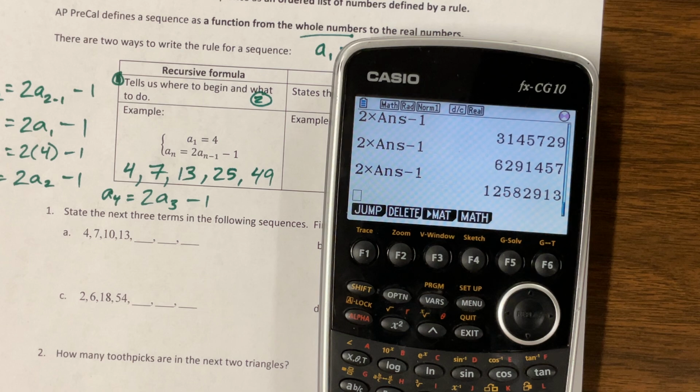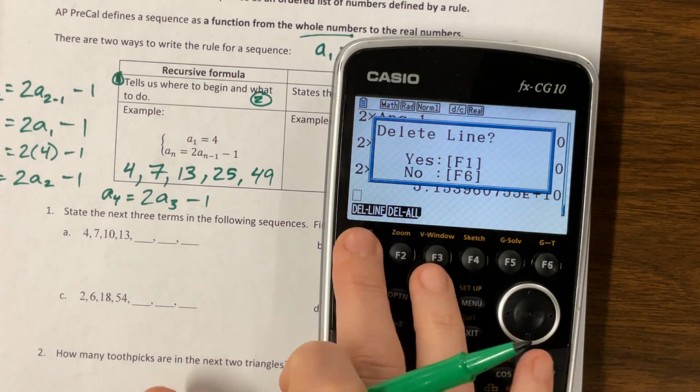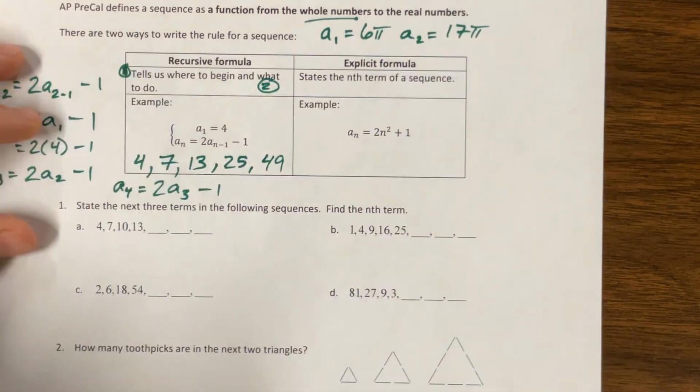Oh my. And we always in class have to do this until we can see who gets to the biggest number. Never mind, I'm done. Okay, delete. Nope, I wanted the whole thing. Delete all. There we go. Okay.